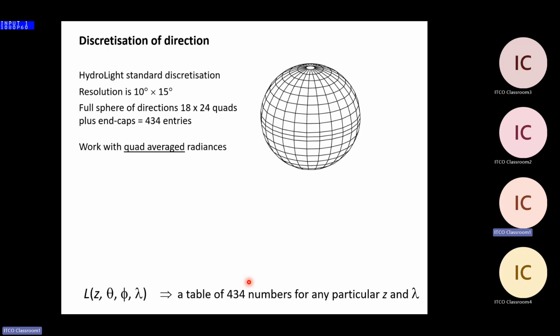It breaks down that sphere of all directions into what we call quads, which are small rectangular segments of solid angle, most of them 10 degrees by 15 degrees, but there's an end cap at the top and at the bottom. And the ones that are horizontal are sliced in half like this. The reason for that is so that we can separate out the upper hemisphere of upwelling radiances from downwelling radiances. That's why you have this slice across the middle here. And the quantity that we work with in the model is quad average radiances. So it's the average radiance in one of these quads, and that is the limit of the angular resolution of it.